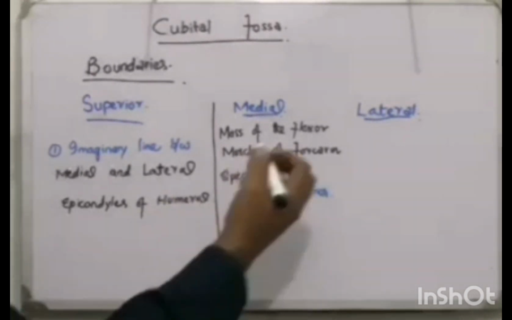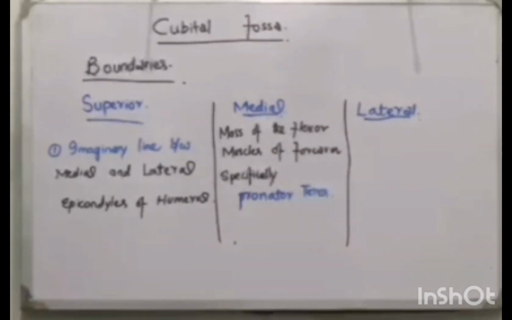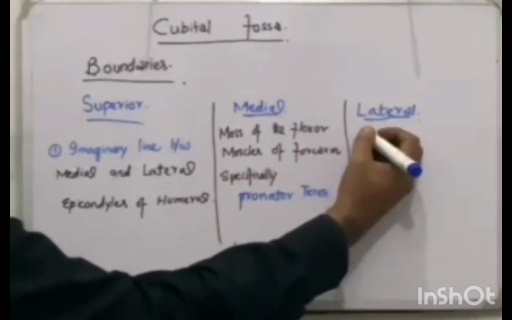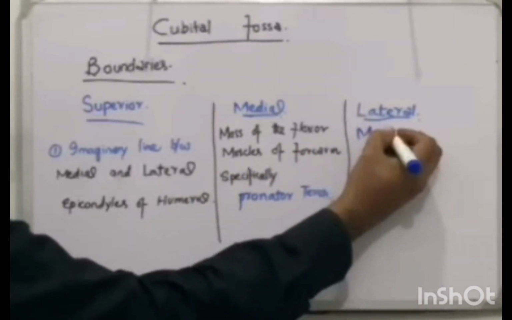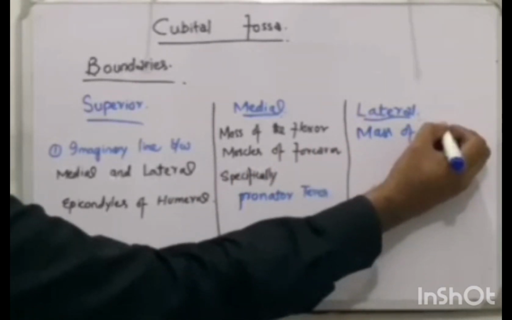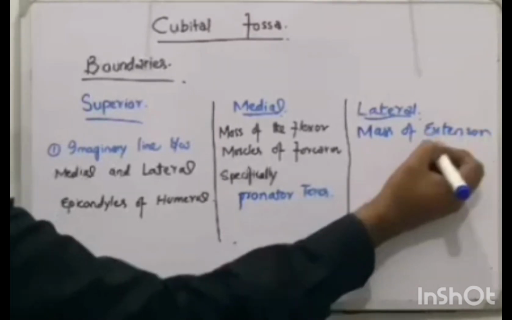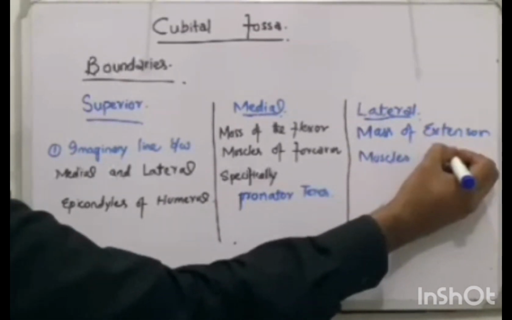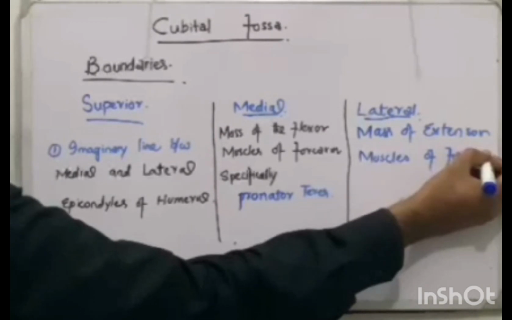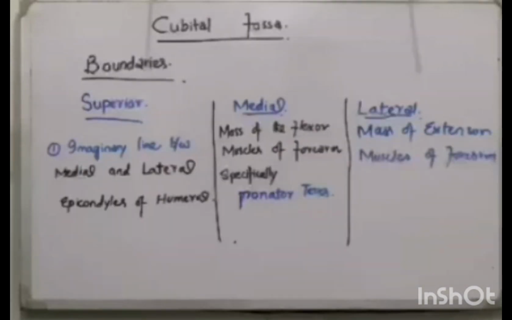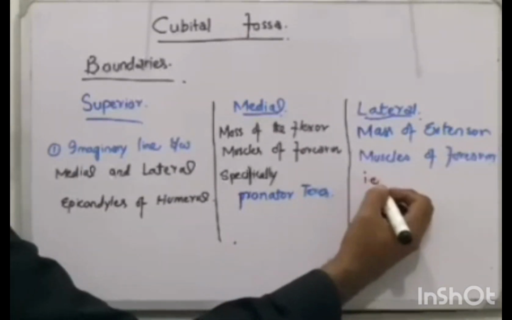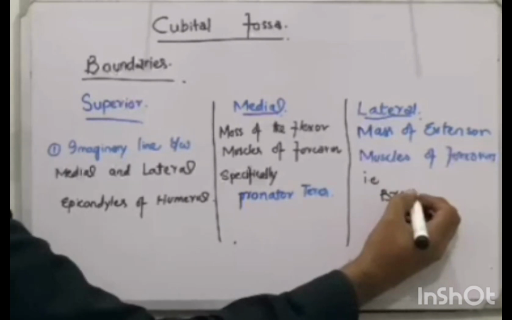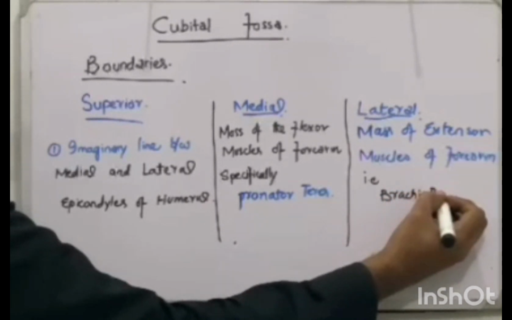The next one is the lateral boundary. Similarly, as the flexor muscles of the forearm form the medial boundary of the cubital fossa, the lateral boundary of the cubital fossa is formed by the mass of the extensor muscles of the forearm. They take their origin from the lateral epicondyle, and the major muscle involved is the Brachioradialis.